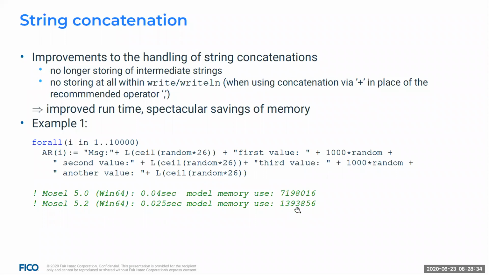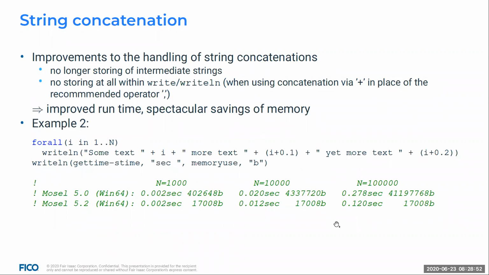Now, for the new version, there is still quite a substantial memory use, because of course these 10,000 concatenated objects are going to be in memory in the end, but substantially less, and it is faster.